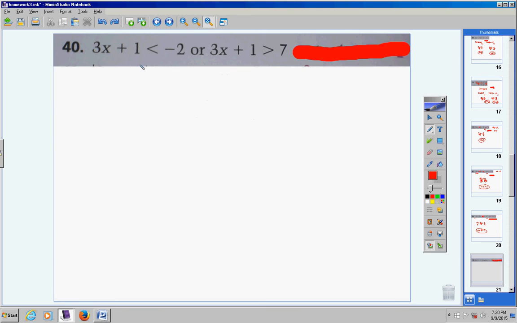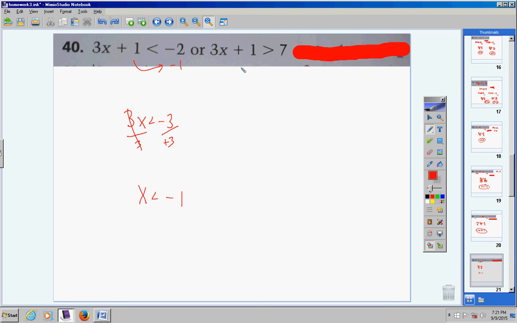So, here we go. Bring the 1 over and make it a negative 1, and I'm left with 3x is less than negative 3. Now divide both sides by 3. X is less than negative divided by a positive is negative. 3 divided by 3 is 1. Now don't get confused and turn the arrow because you see a negative 3 right here. What did you divide by? You divided by a positive 3, not a negative 3. So do not turn the arrow.